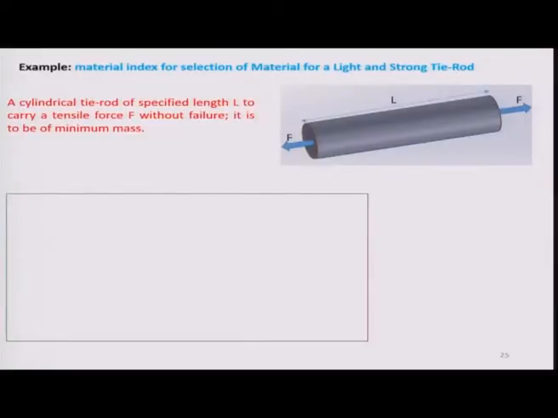Okay. So, I am going to explain translation using one example. We are going to select a material for a light and strong tie rod. There is a cylindrical tie rod of specified length L to carry a tensile force F without failure, and it is to be of minimum mass. These are the requirements of your problem.